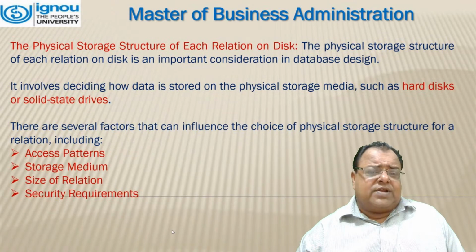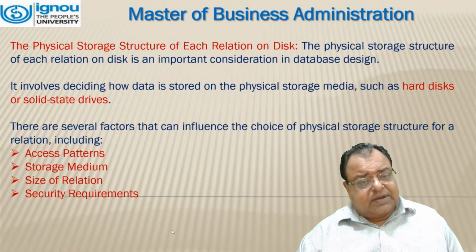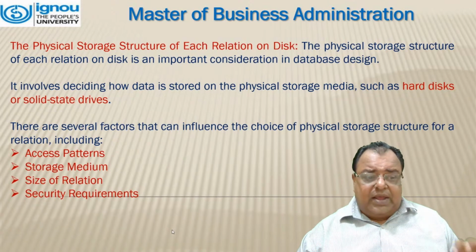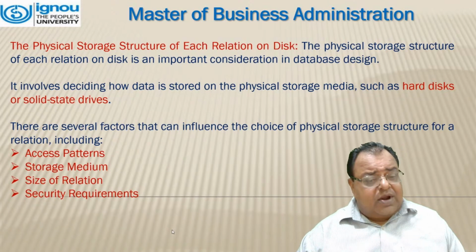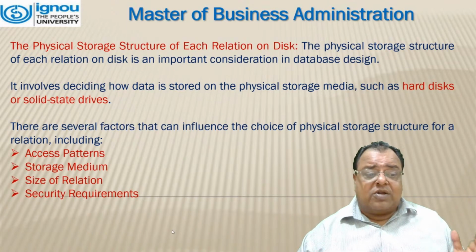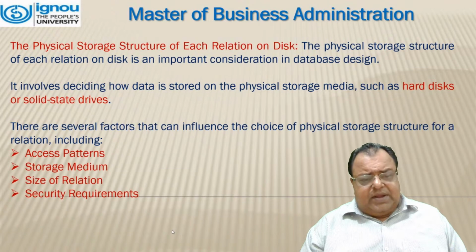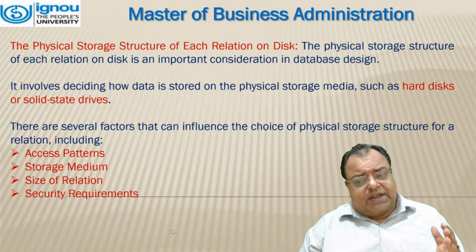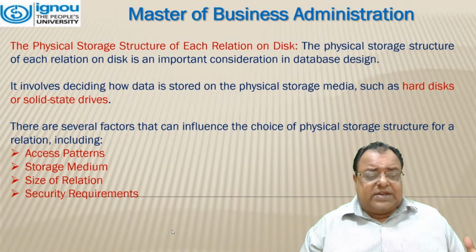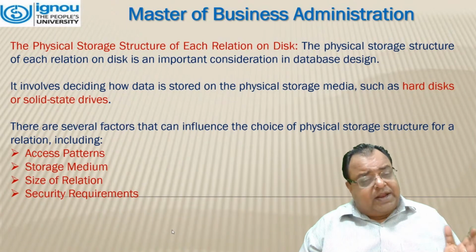The physical storage structure of each relation on the disk is also an important consideration in database design, as it involves deciding how data is stored in the physical storage media, such as hard disk or solid state drives. There are several factors that can influence the choice of physical storage structure for a relation, which include access pattern, storage medium, size of relation, and security requirements, if any.